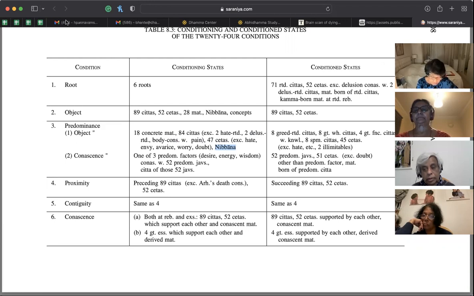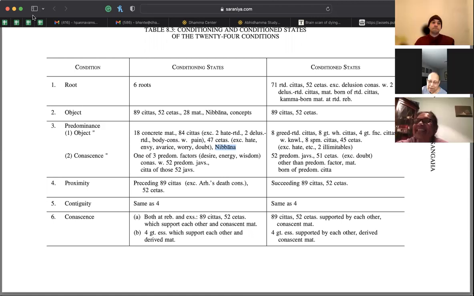How does Nibbana become an Arambhanadipati? Because, Bhante, it is our goal. Okay. Also, it's predominance above everything else, like an adipati. Not really. No, it doesn't become predominant. Nibbana doesn't become predominant if one does not know what it is.